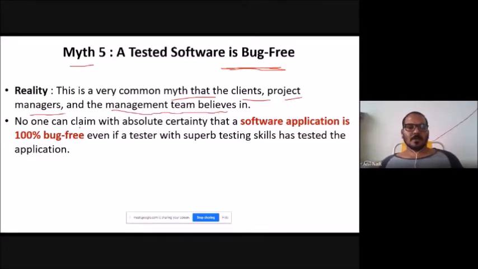So no one can claim with absolute certainty that a software application is 100% bug free, even if a tester with super testing skills has tested the application. Even if experienced people tested the software, it is not 100% bug free. Once the client or the end users start to use the application, they will find different bugs or errors. So we should not claim that the developed software application is 100% bug free.